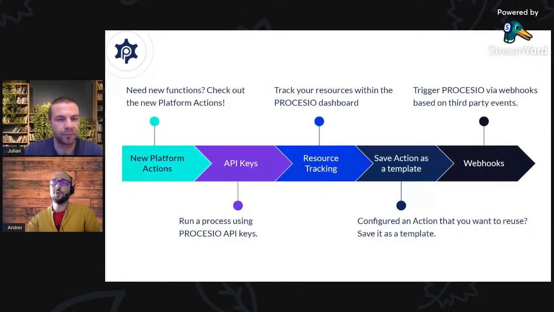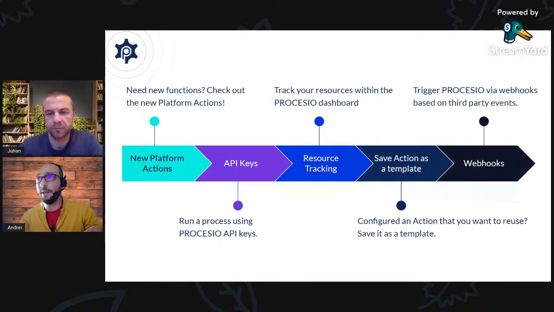Additionally, on our roadmap, really important is the API keys that we are going to bring. We are going to give you this functionality by generating API keys for your Procesio account. You will be able to authenticate in Procesio from third-party applications. This is something really important.